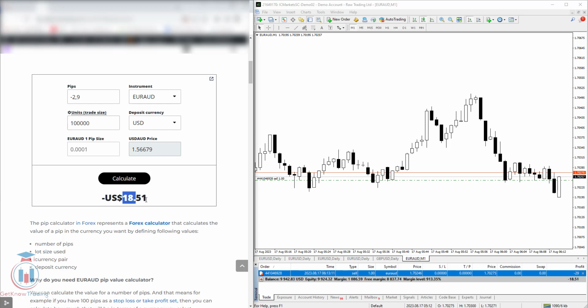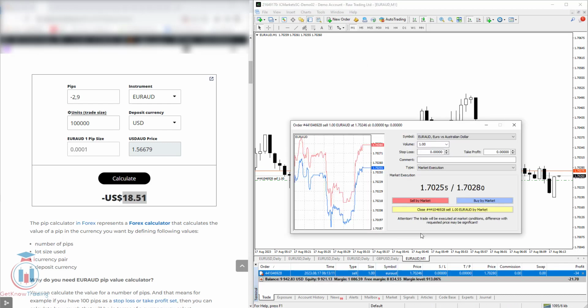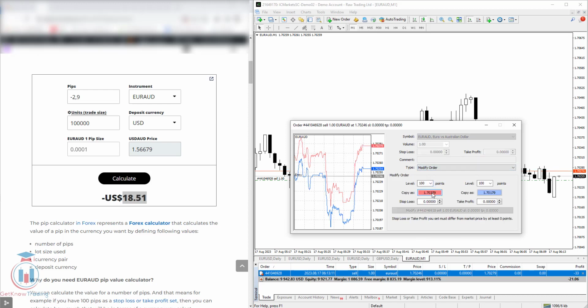You can use this Pip calculator to get the Pip value in the deposit currency, in my case US dollar. In the second case, when you would like to change, for example, stop loss and take profit, let's change this one to 100 units, which means 10 pips.